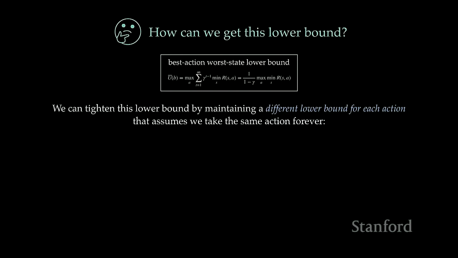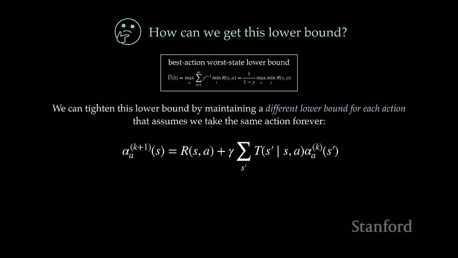And that just assumes, say we just had a policy where we took the same action forever, no matter what our belief was. Maybe that's the optimal policy, in which case it's a tight lower bound. It's probably not the optimal policy. And so in general we're going to do worse by doing that, so that should give us a lower bound on our value function.